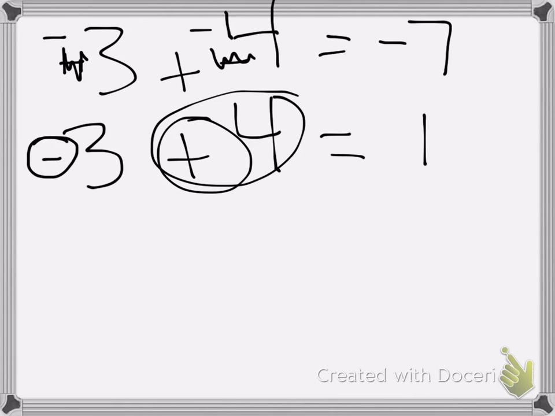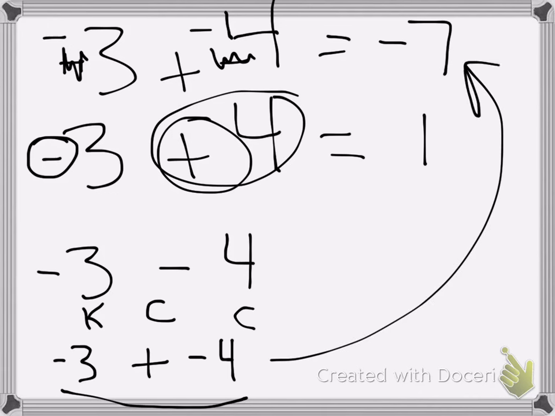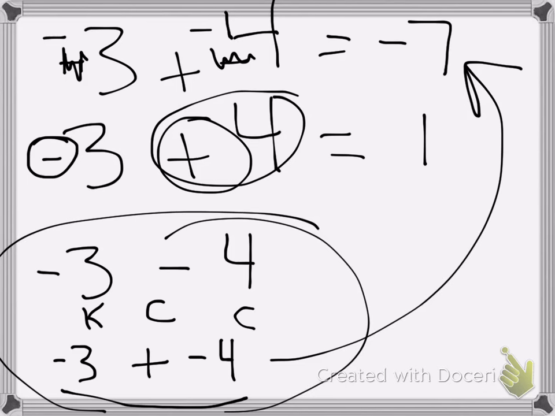Here's subtracting: -3 minus 4. What I taught you was keep the first one, change the sign, and change the number from a positive to a negative, or a negative to a positive. So we keep the -3, we change the subtraction to addition, and we change that 4 to -4. So now we've got -3 plus -4, which is the same thing as what's up here. If you see subtraction, keep, change, change.